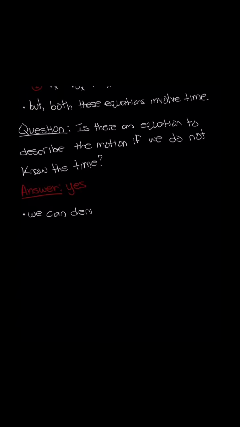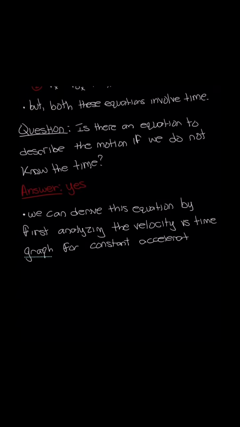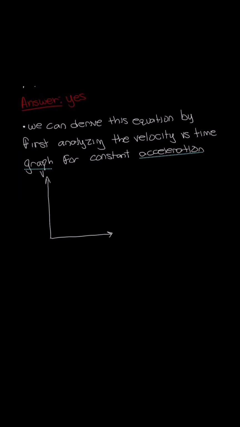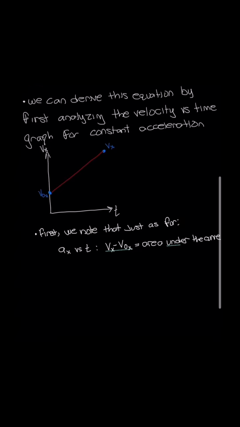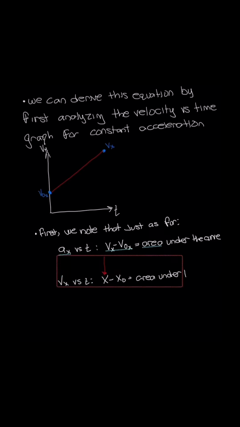We can derive an equation that is independent of time by first analyzing the velocity versus time graph for constant acceleration. Below we're going to draw a velocity versus time graph with an initial velocity and a random velocity at point x. Just as for an acceleration versus time graph, the velocity at point x minus the initial velocity is the area under the curve. For the velocity versus time graph, the position minus the initial position is equal to the area under the curve.